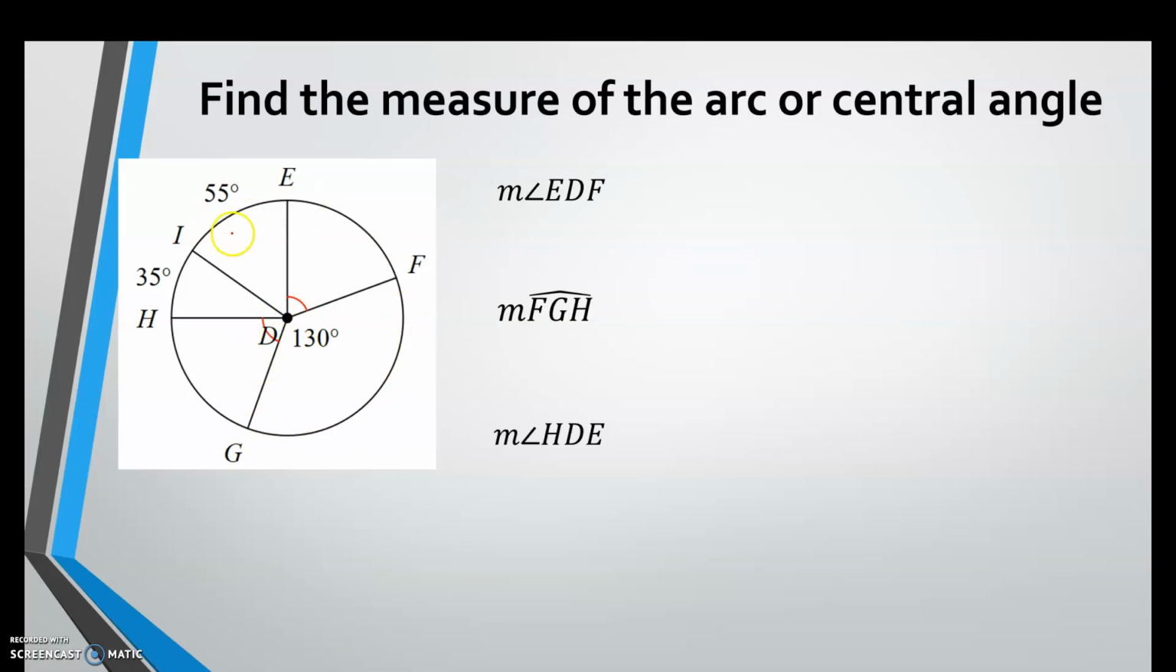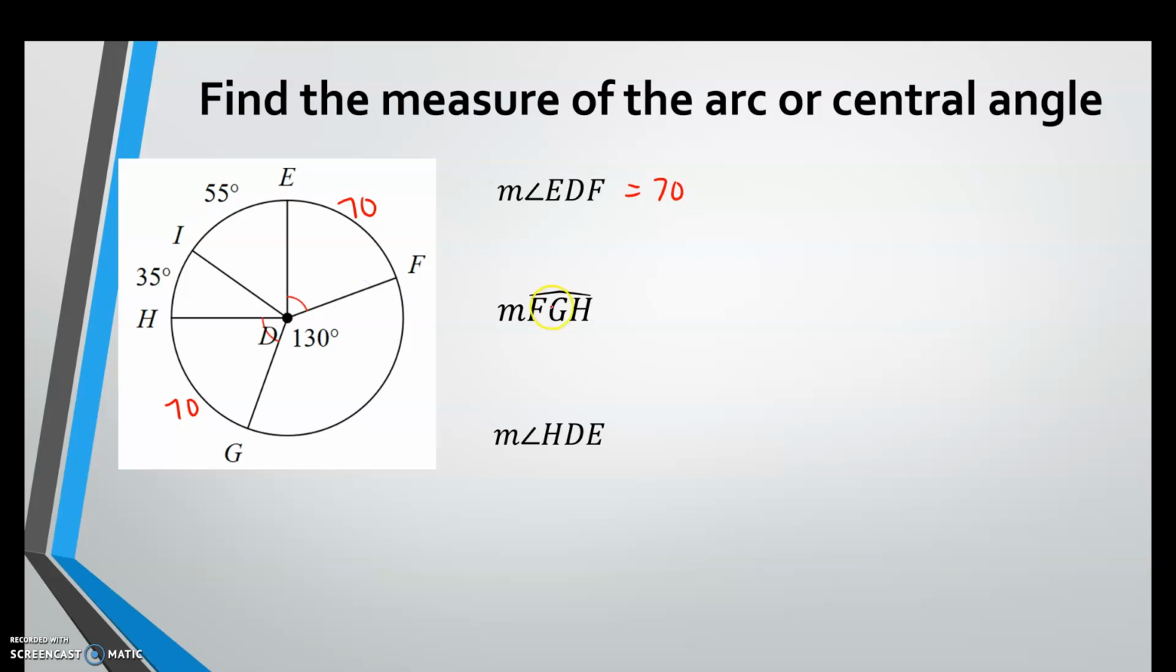I know all this together is going to add up to be 360. So I'm going to take 360 and subtract my 130, subtract the 35, and subtract 55. And whatever I'm left with, I'm going to divide by 2, because these are the exact same. And when I do that, I get this to be 70 degrees, and this is also 70. So if I'm looking at the measure of angle EDF, I know that's going to be 70 degrees.